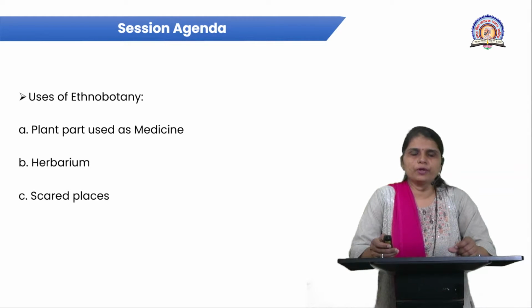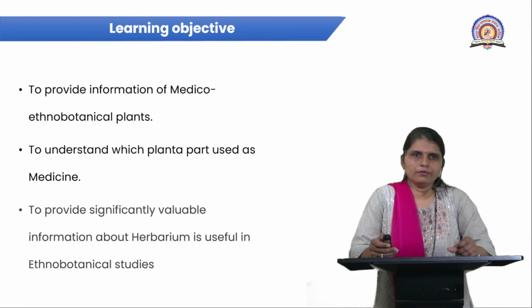Uses of ethnobotany, that is plant parts used as medicine. Then plants are used as herbarium, making herbarium sheets, and these herbaria are useful for identification of the plant, and useful for your research or your work. Then sacred places, that is places the tribal people believe in. Okay, see one by one.